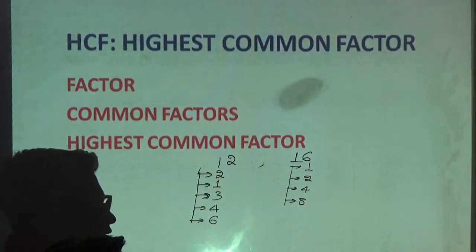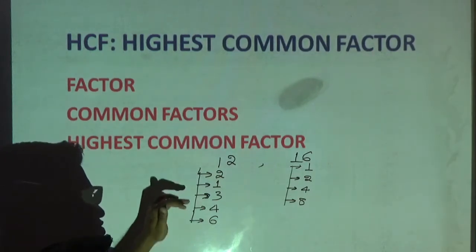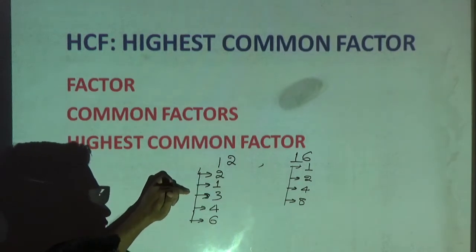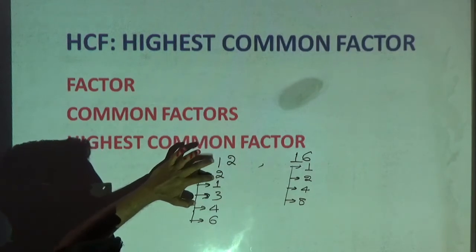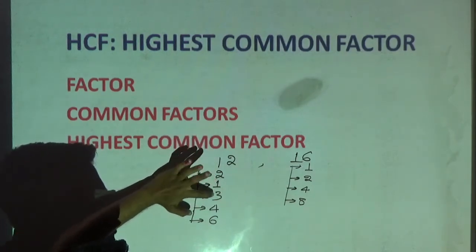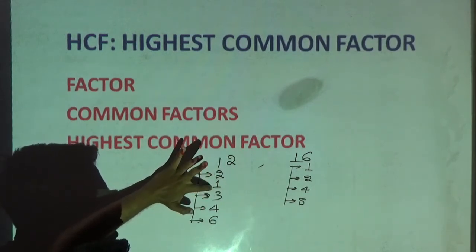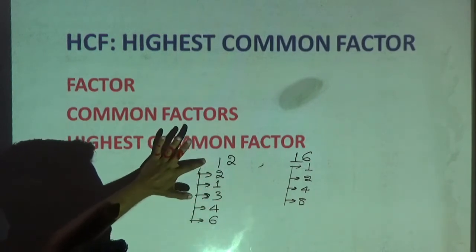Then you may have a question now: what do you mean by a factor? A factor is a number which is going to divide the given number completely. See, 2 is a factor. 2 is going to divide 12 completely. Therefore, 2 is called a factor. 3 is a factor because it divides the given number completely. 1 is also a factor. 4 is also a factor. 6 is also a factor of 12.